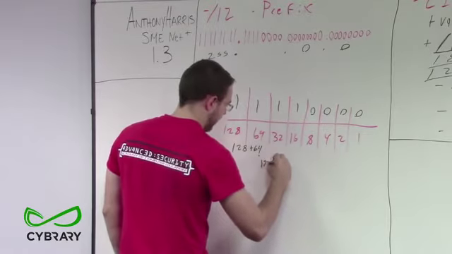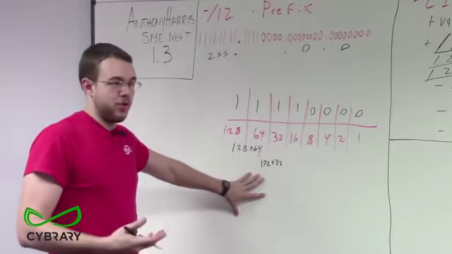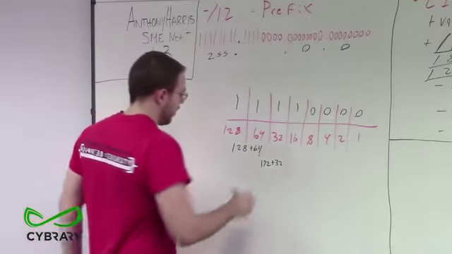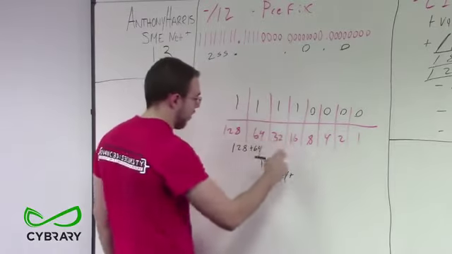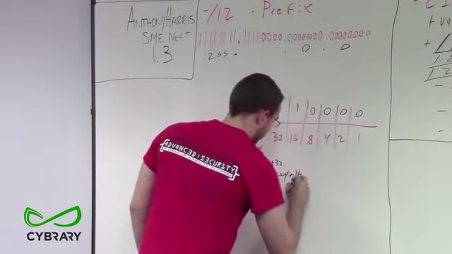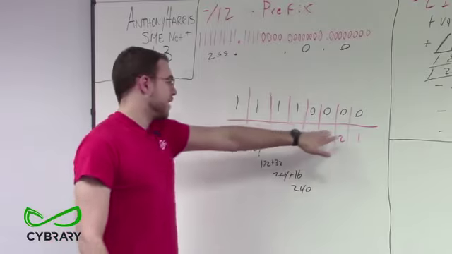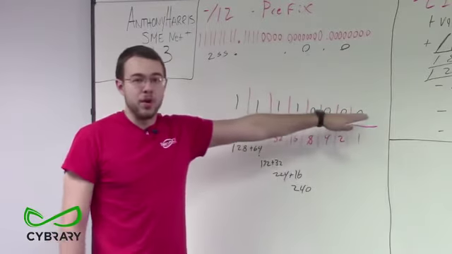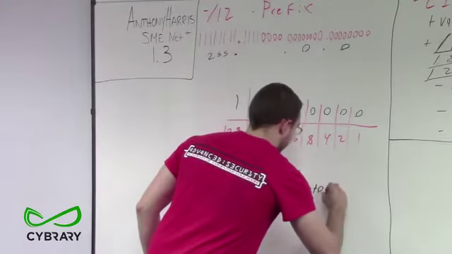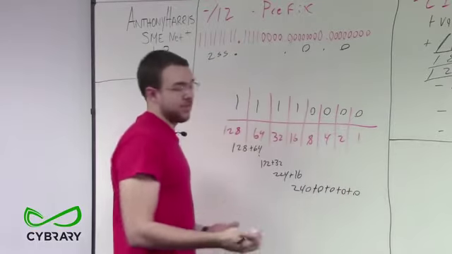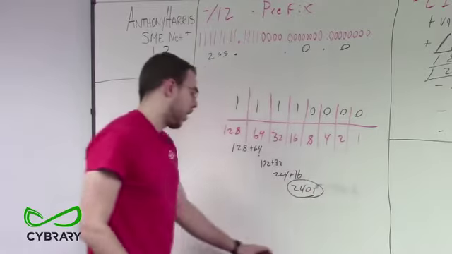192 plus 32 is going to give us our 224. And our 224 plus our last one here, 16, is now going to give us 240. So we don't add any of the rest of our values in this octet because they're all zeros. If we wanted to, we could write out plus 0, plus 0, plus 0, plus 0. But it's the same as just finishing at our 240 and saying that's what our octet is.